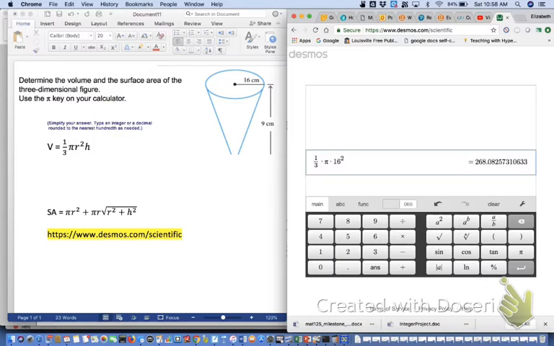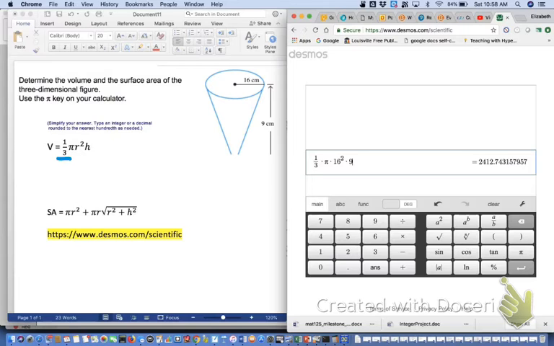And then I still need to multiply it by the height, so I'm going to hit times 9. The last step is to always double check and make sure that what you typed into the graphing calculator matches the formula.